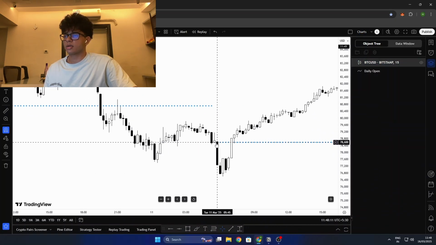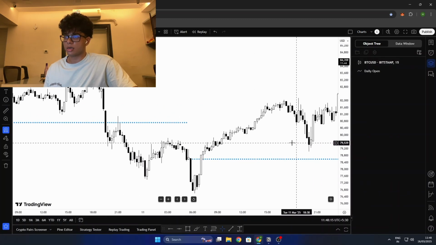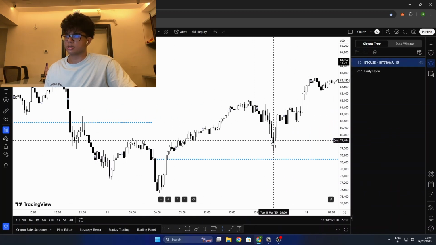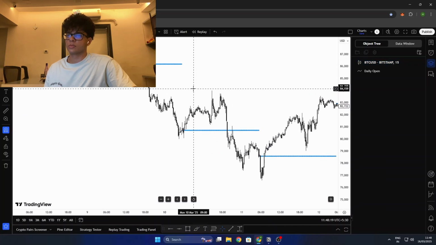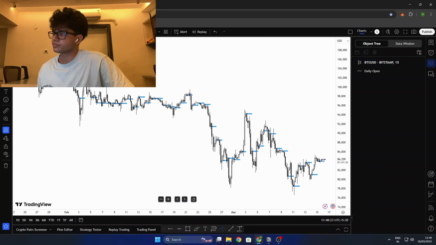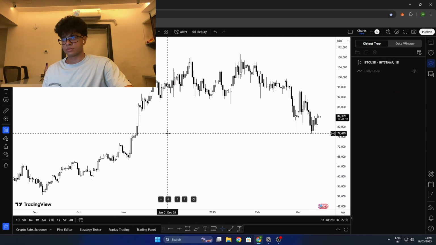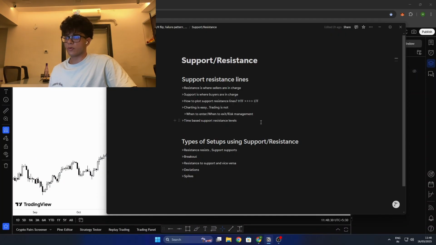Same with this opening, it opens, goes down, comes up again, and then it acts as support here, right? As you guys can see, support here, and goes up. This is how you can also use daily opens to trade. It is a good strategy, but it is low-key risky too. Moving on.